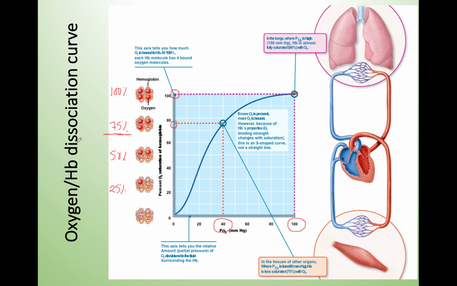Which means when your hemoglobin reaches your tissue, its affinity for the oxygen will drop, and consequently you release the oxygen to the tissue, and that's what you want, right? You want to drop off oxygen to your tissue because your tissue wants that oxygen.